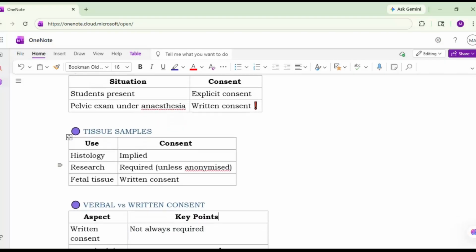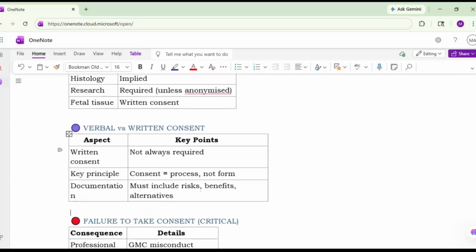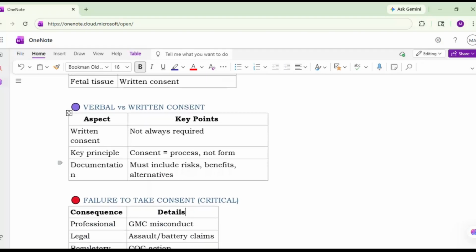Then tissue samples, for histology it is implied, then for research purpose proper consent is required, and for fetal tissue also written consent is required. Now, verbal versus written consent. Not always is written consent required. Even in an emergency situation, we can go ahead with verbal consent, provided it is documented. So the key principle is that consent is a process and not just filling the form, and documentation must include the risk, benefits, and alternatives.